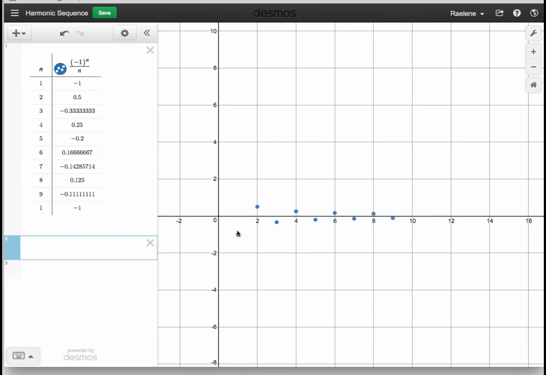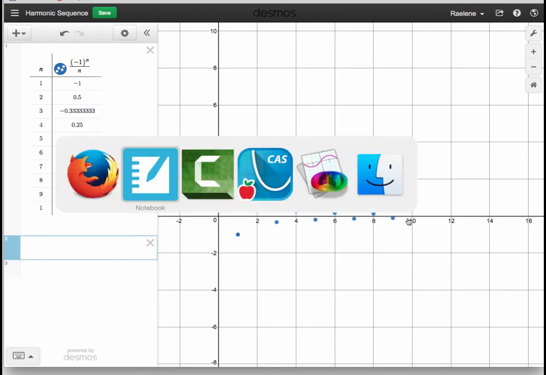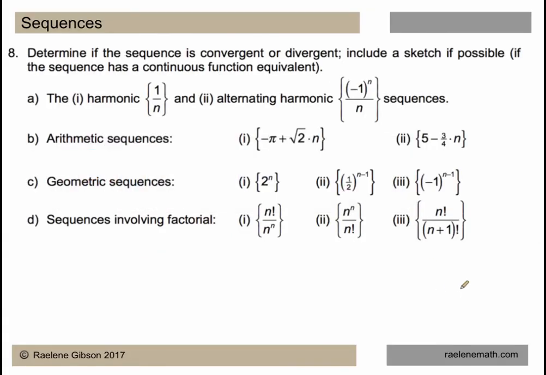We do see though that the vertical distance from the a_n value, a_1, a_2, a_3, a_4, sometimes the outputs are positive and sometimes negative, but the magnitude of them, the absolute value of them, represents the vertical distance to the x-axis. And that vertical distance, the magnitude of the a_n, is decreasing. And as a result, this limit is going to exist. And that limit will equal 0. So the alternating harmonic sequence will converge. So take a look at the rest of these. I'll pause the video and then you can check your answers in just a moment.